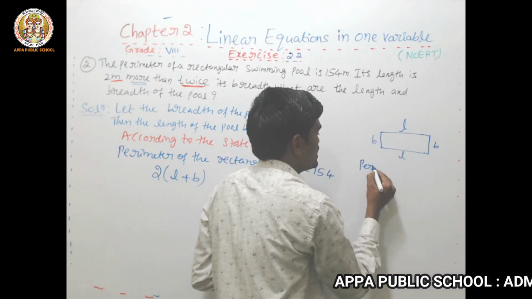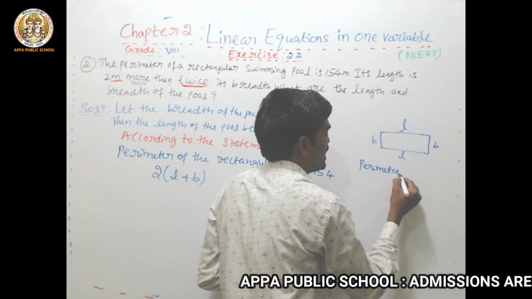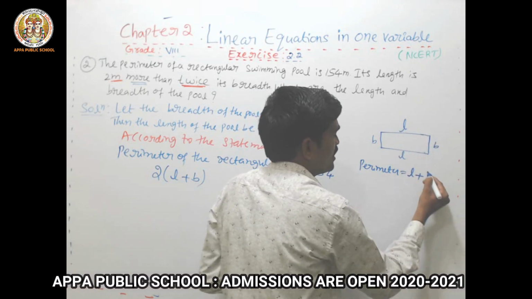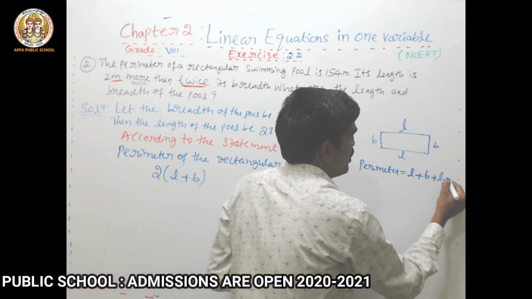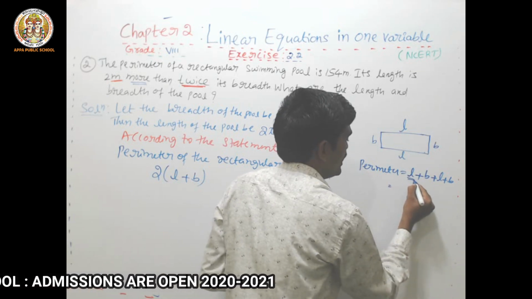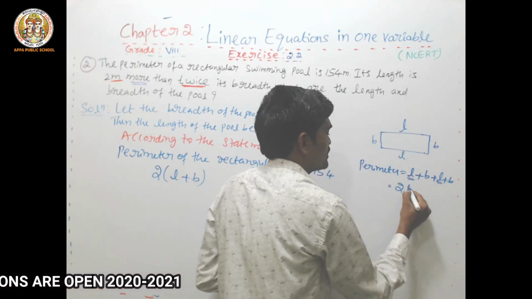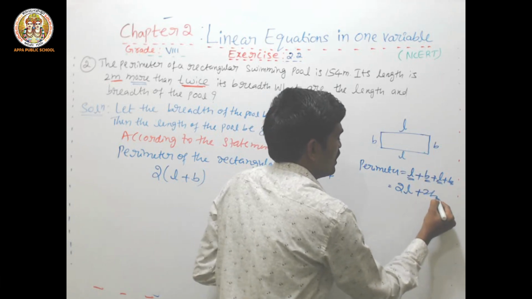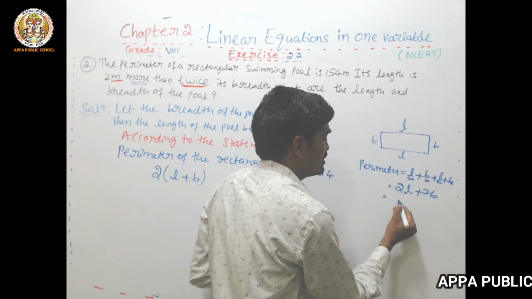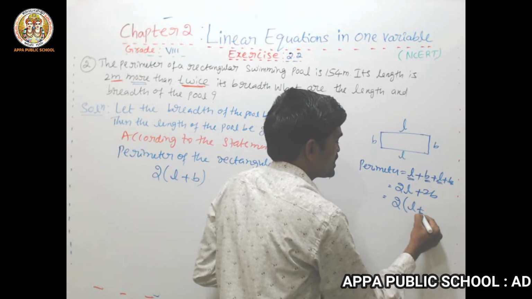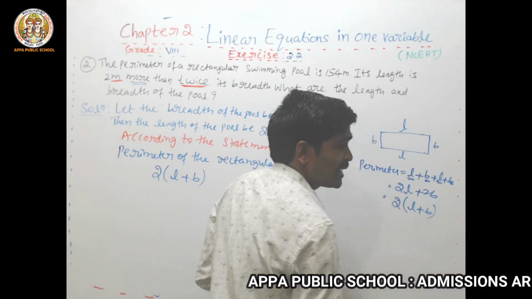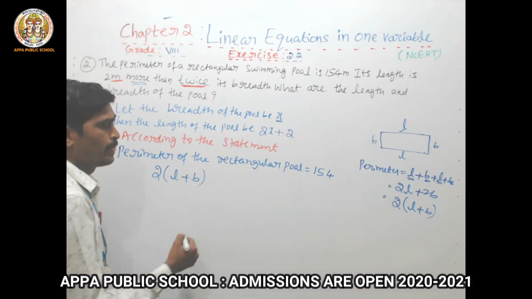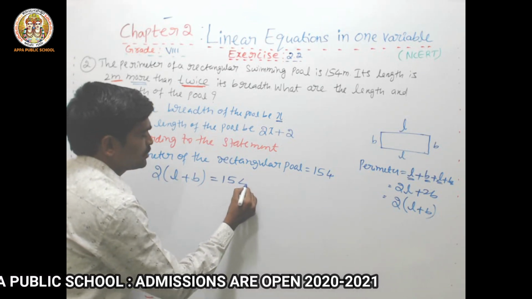Now perimeter is equal to sum of all the sides. One side is L, B, L, B. Here how many lengths are there? Two lengths. How many breadths are there? Two breadths. Again 2L plus 2B, what is the common? 2 is common, so L plus B. That's why we are writing perimeter of rectangle is equal to 2 into L plus B. 2 into L plus B is equal to 154.